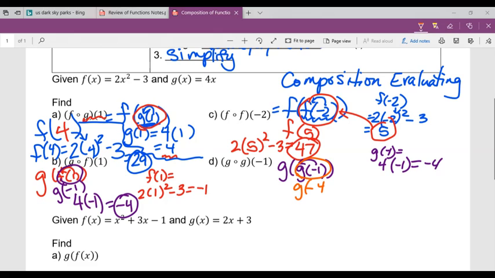So now we want g of negative 4, right? That's this part. So now we want 4 times negative 4, which is negative 16. And that's my final answer. So that's what you do when you're evaluating. You take the inside number, plug it into the inside function. Then when you get an answer, you plug that into the outside function.